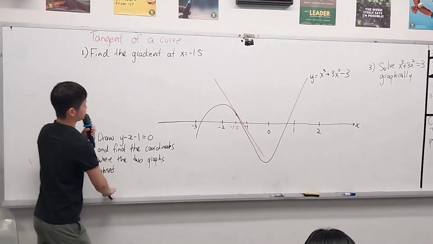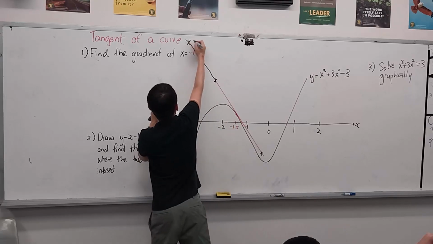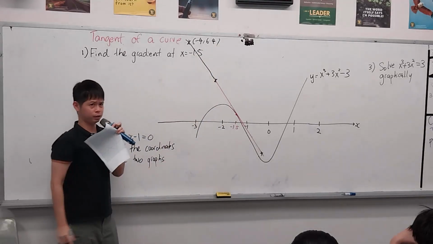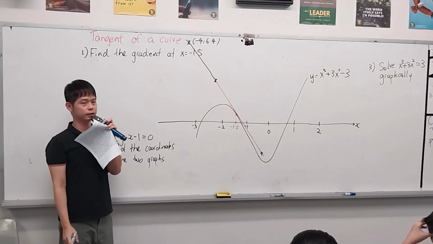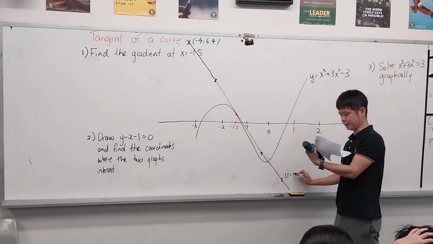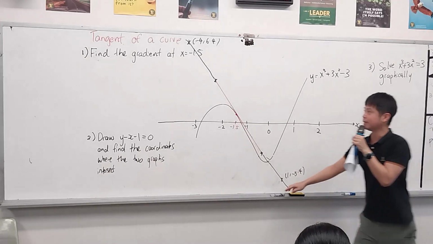I want you to write 2 coordinates. Now, the further, the better. Okay, I use a point actually quite far: negative 4, 6.4. I use a point that's quite far away for me because I've got a long ruler. Now, the next point I used was 1 and negative 5.4. Okay, can you find the gradient of the tangent now?